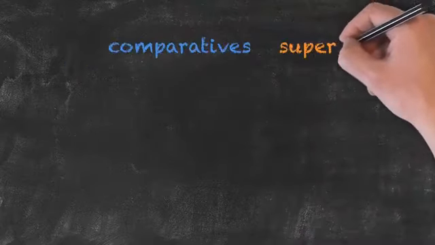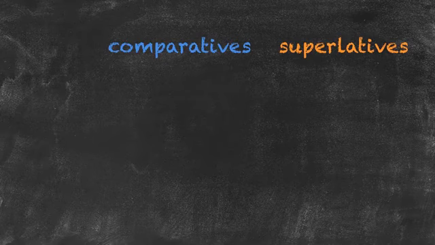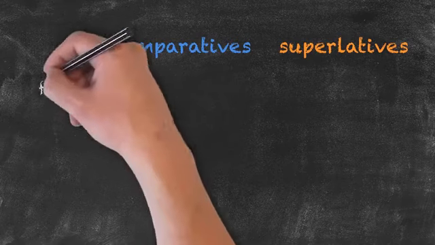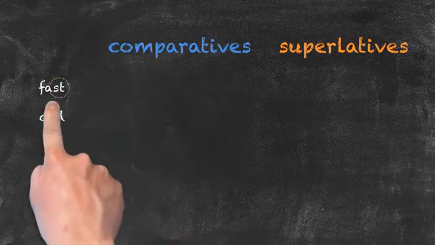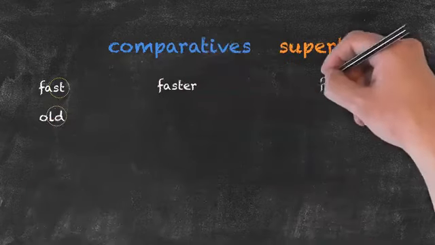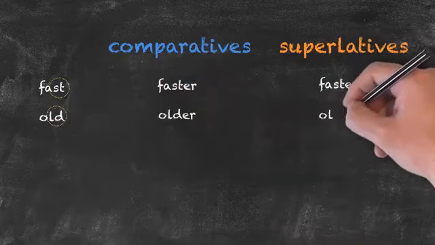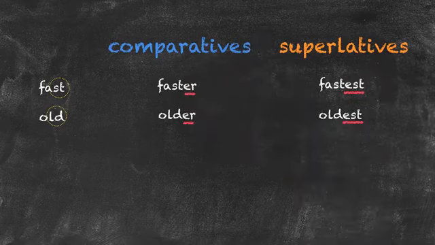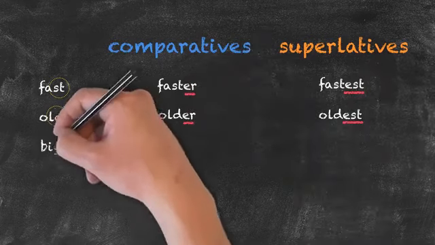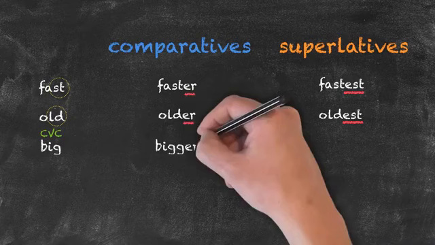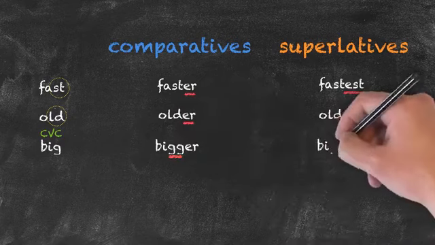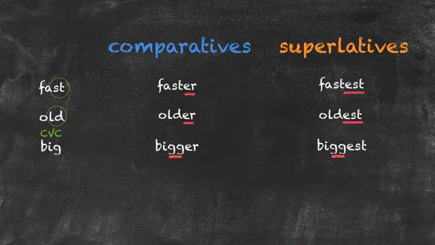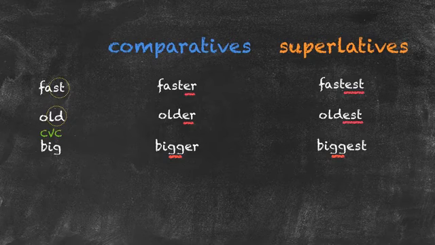When forming our comparatives and our superlatives, we always have to be concerned with spelling patterns. With one-syllable adjectives such as fast and old, where we have two consonants at the end, we simply add our ER or our EST. However, with one-syllable adjectives where the pattern is consonant, vowel, consonant, we have to double our final consonant before adding ER or before adding EST.